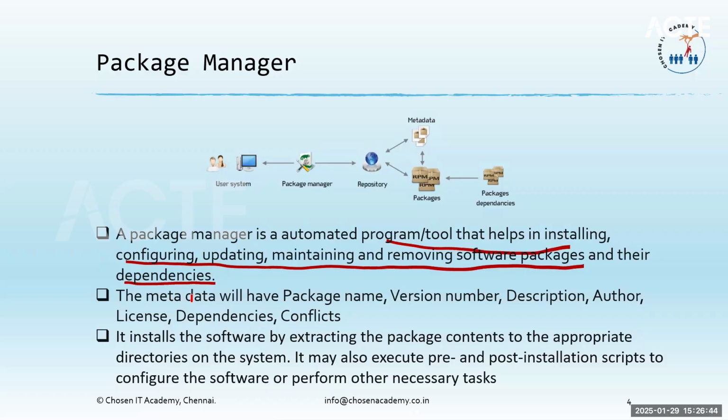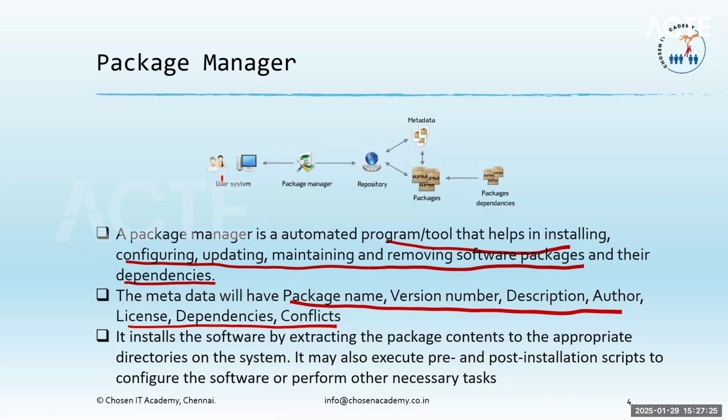I told you that there is some metadata along with each and every package. The metadata for every package will have the name, the version number, description, who is the author, and what kind of license. All such information is present in the metadata. It installs the software by extracting the package contents to the appropriate directory in the system. It may also execute pre and post installation scripts to configure the software or perform other necessary tasks.